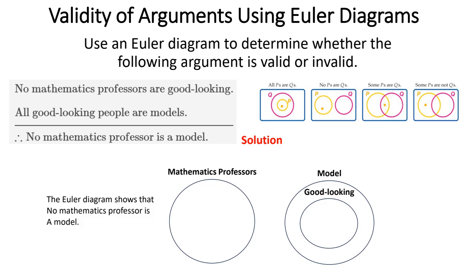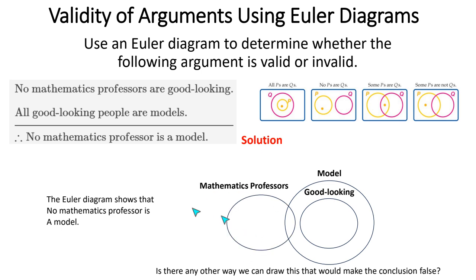If we continue, I could draw my circles. Let me see if I have it here. Yeah, I could draw my picture like this. Notice that my math professor circle and the good looking circle are still not touching. And our good looking and model is still valid right here. But now if I draw it in this way, I can see that some math professors are still models, which is going to make the conclusion not true.